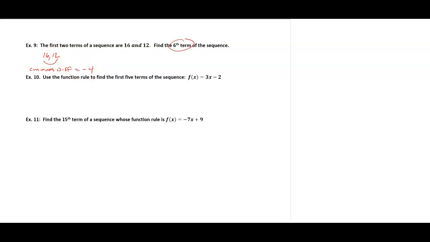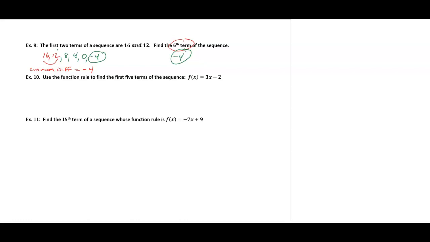So what I could basically do then is continue this pattern, right? 12 minus 4 would be 8. 8 minus 4 would be 4. 4 minus 4 would be 0. And then negative 4. So here's the first term, second term, third term, fourth term, fifth term. Your 6th term would be negative 4.